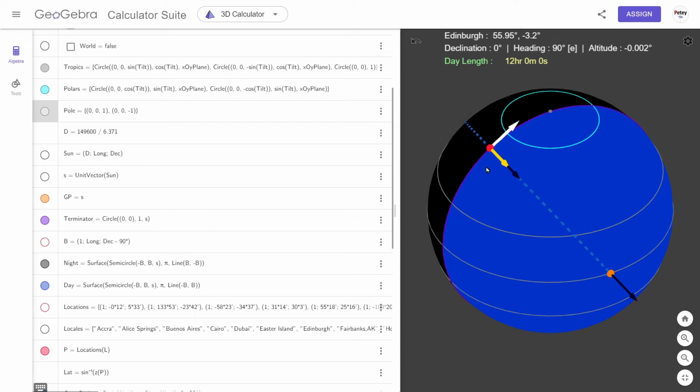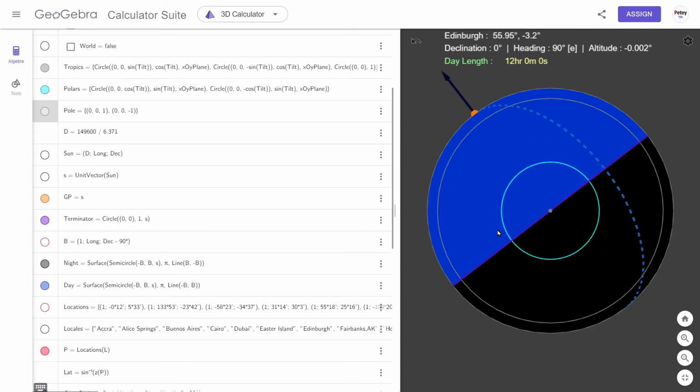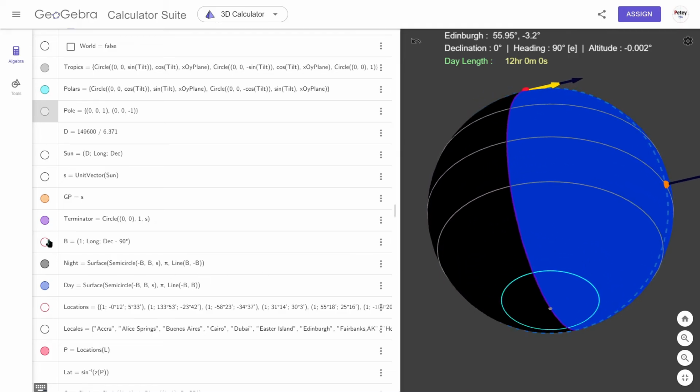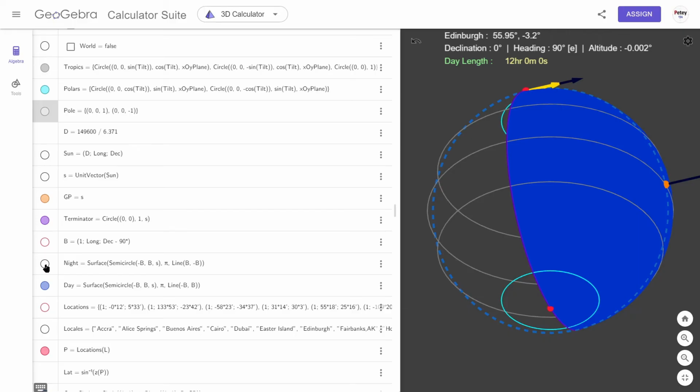So that's how we draw that point there, using that vector. Terminator is this purple circle, and that has a radius of 1 also, and it uses S to draw it. B, if we look underneath here, so the bottom part of the terminator, that's point B. And we use point B to draw the 2 surfaces, or I do anyway. Let me know if there's an easier way to do it.